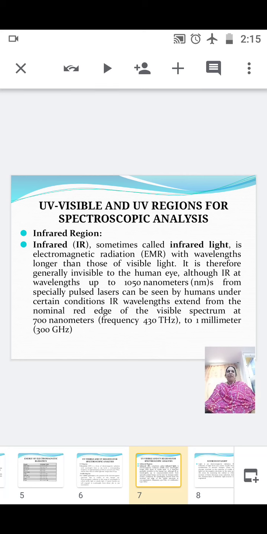Although IR at wavelengths up to 1050 nanometers from specially pulsed lasers can be seen by humans under certain conditions, IR wavelengths extend from the nominal red edge of the visible spectrum at 700 nanometers to 1 millimeter. This is the infrared region. So for spectroscopic analysis, we are going to use the ultraviolet, the visible and the infrared regions.